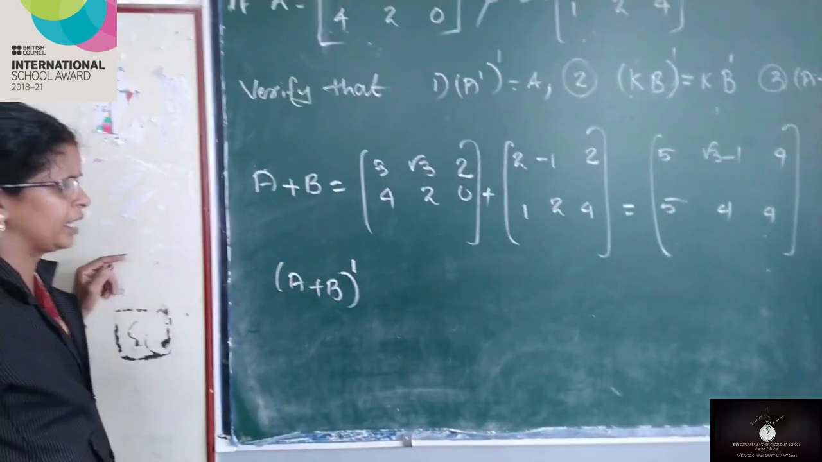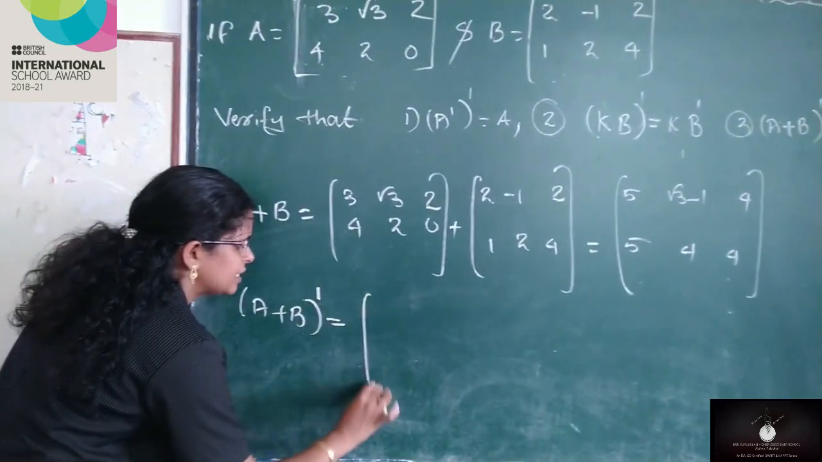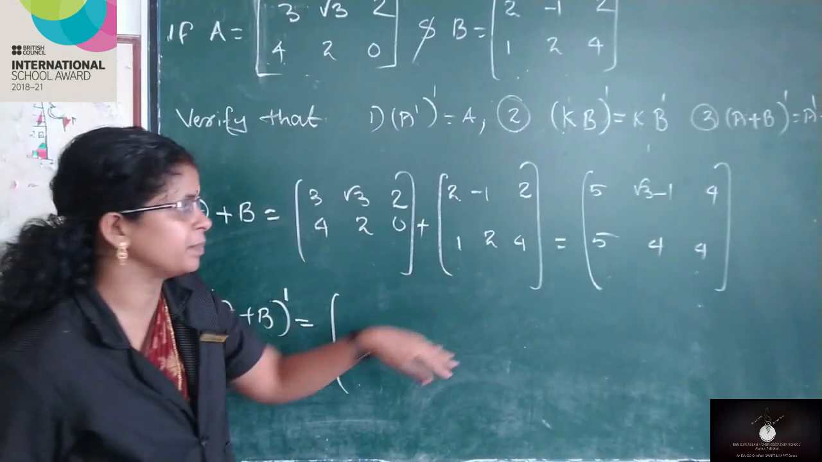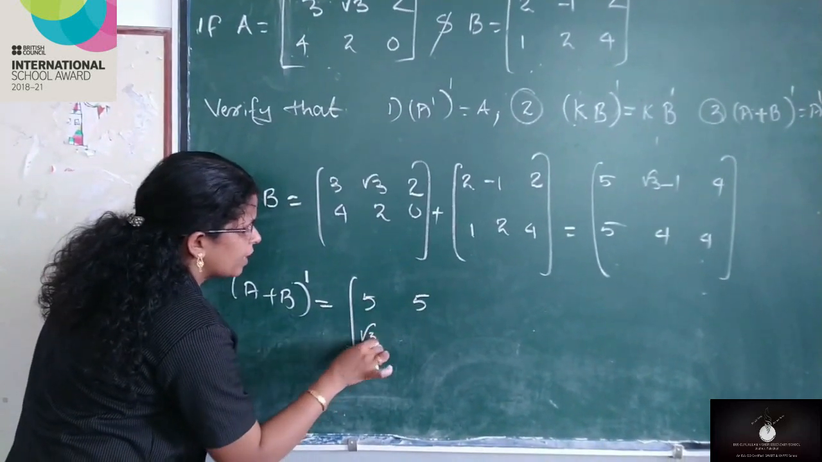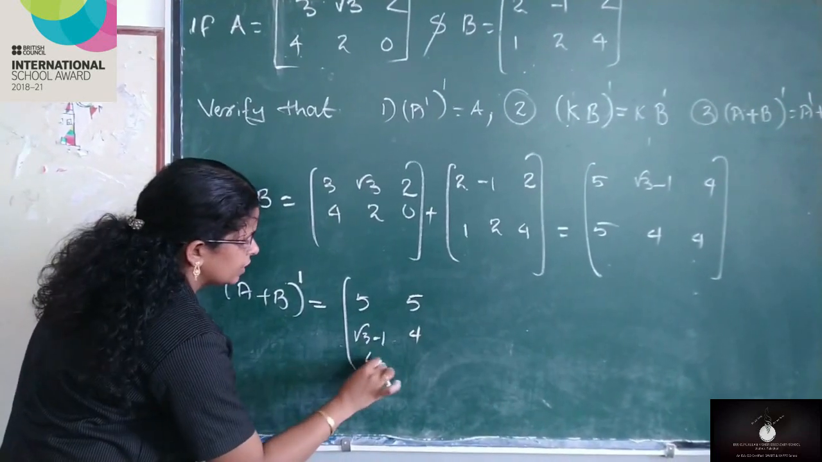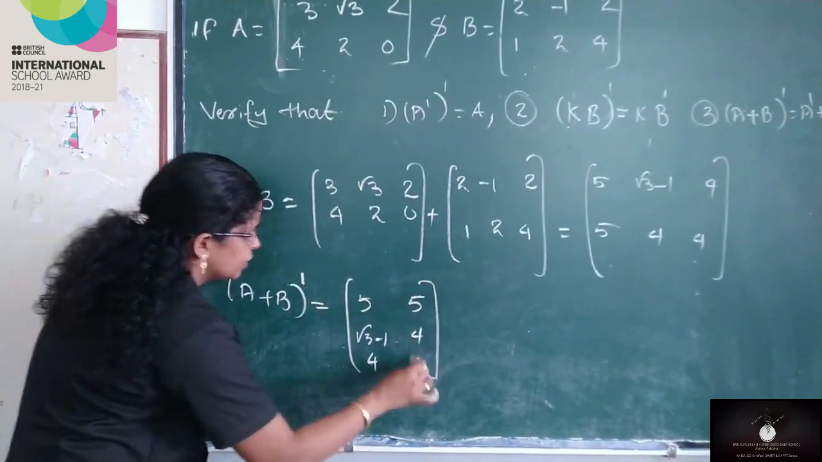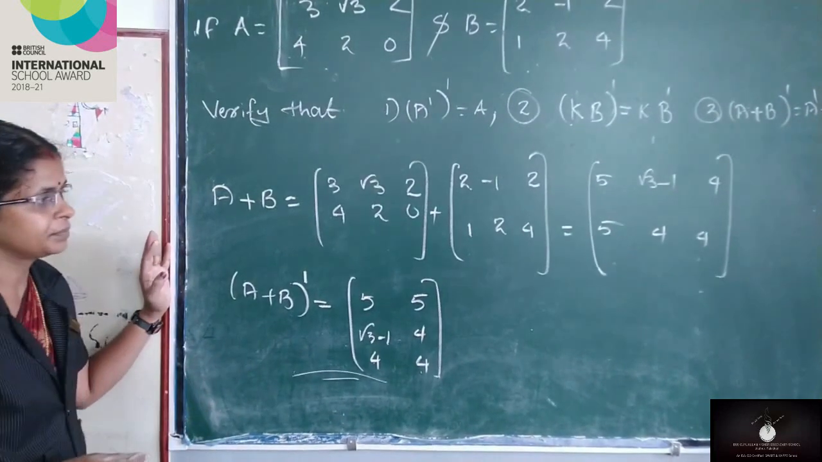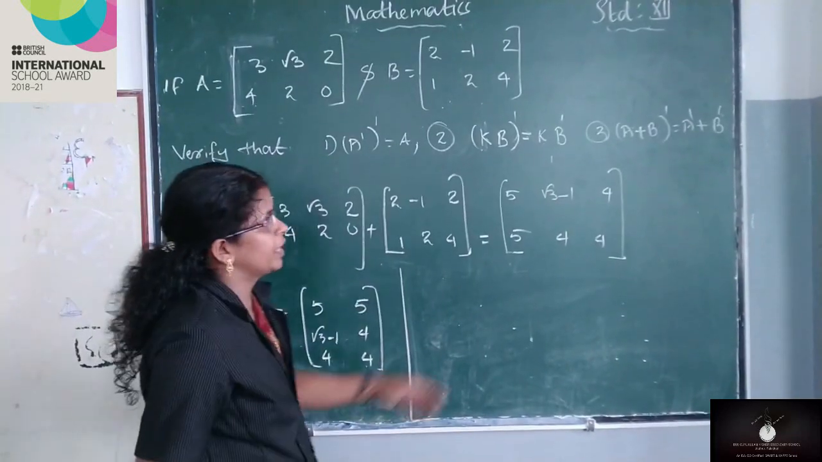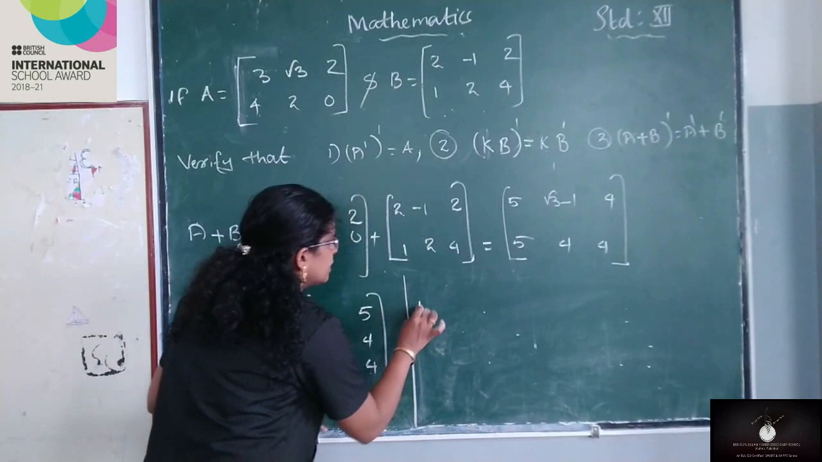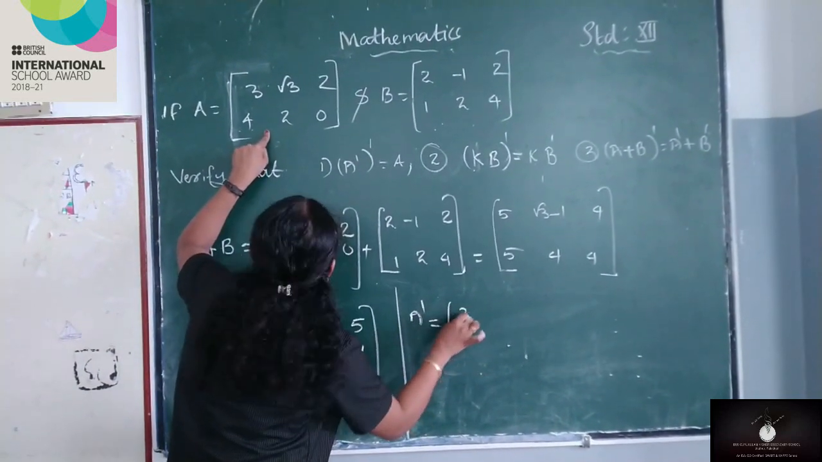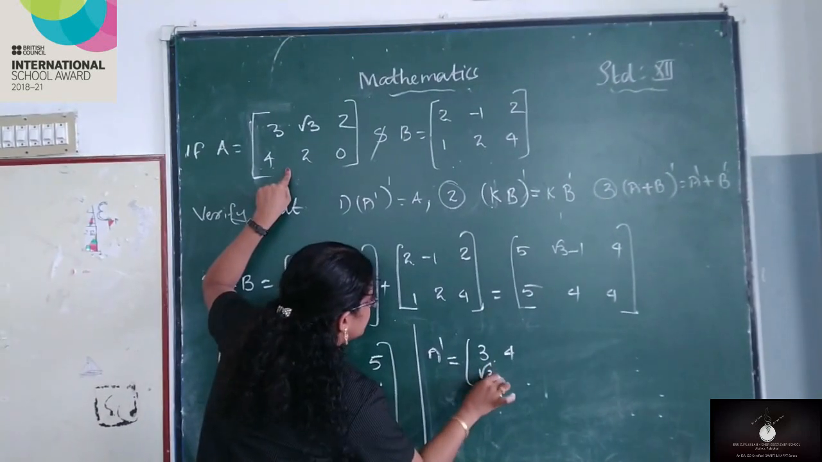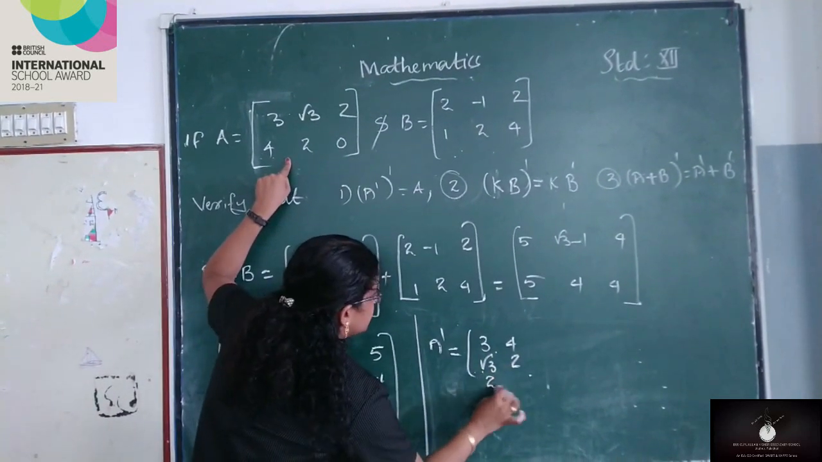Next, A plus B whole transpose is obtained by interchanging the rows and columns of A plus B. That means 5, root 3 minus 1, 4, and the third row 4, 4. So we got the left side. Next we have to find the right side. A transpose becomes 3, 4, root 3, 2, and 2, 0.